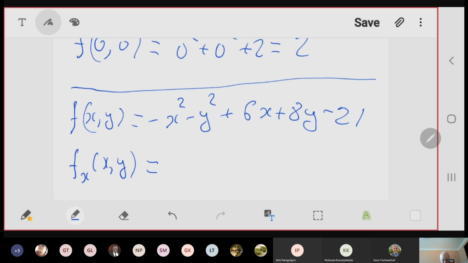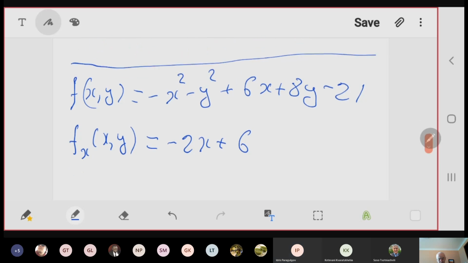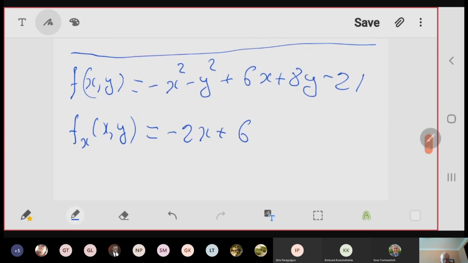Help me please. What's the partial derivative? Minus 2x, plus 6. The derivative of y squared is 0 because y is constant and hence y squared is constant. So minus 2x plus 6, and another part, 8 times y minus 21, it's constant. 0. It's constant, yes, and that's why the derivative is 0. Okay, very good.